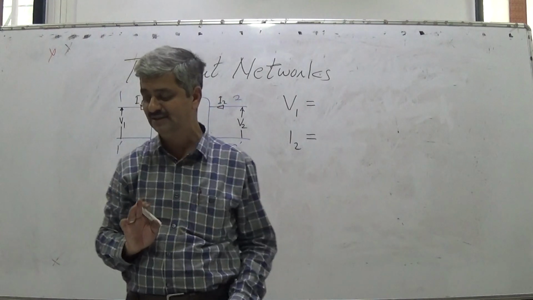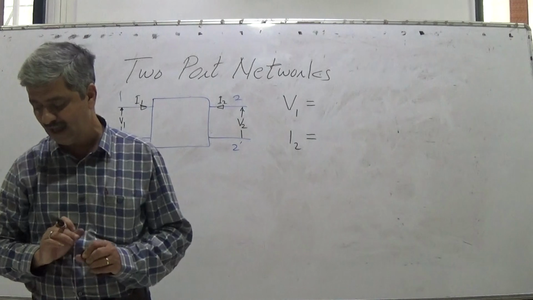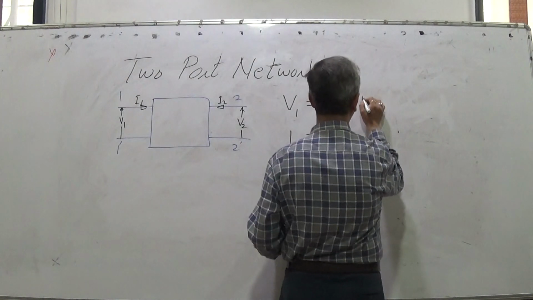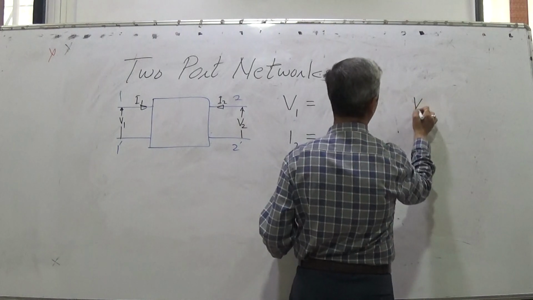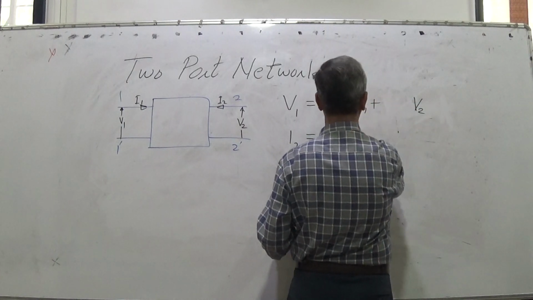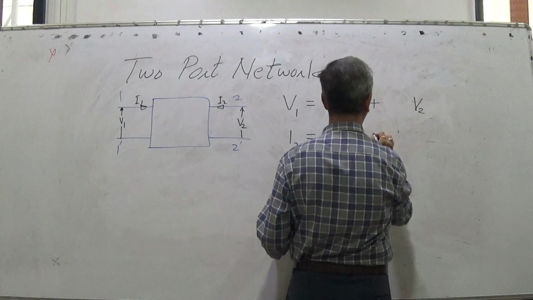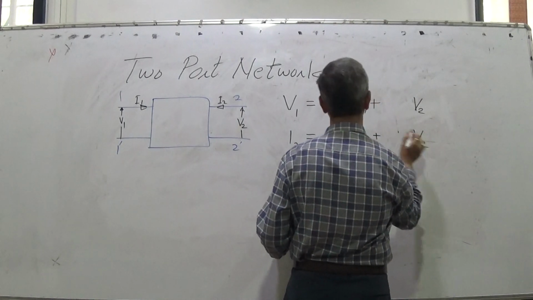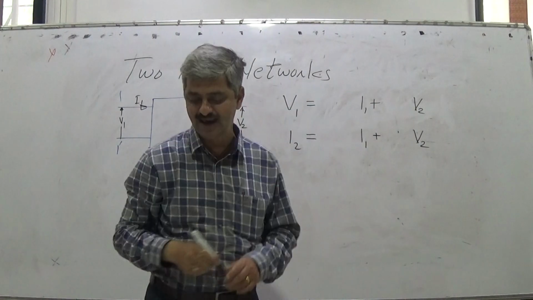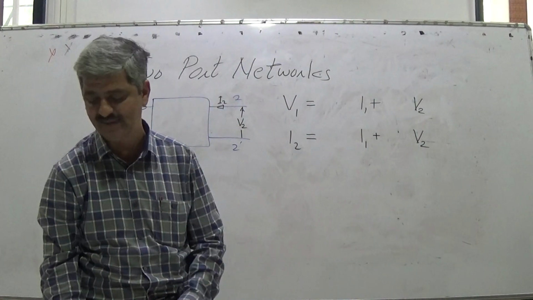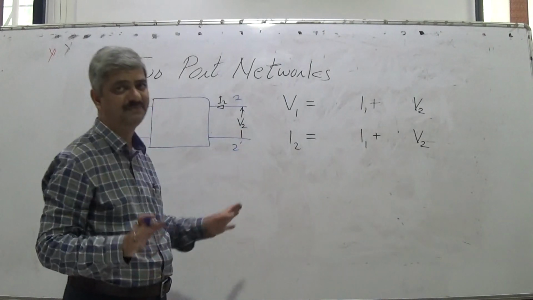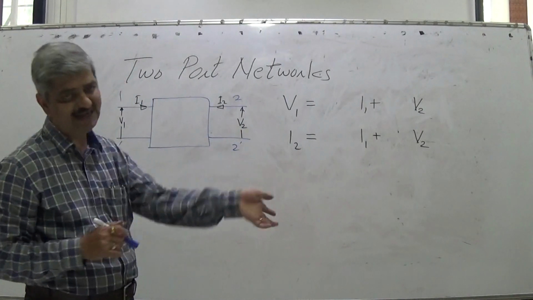V1 and I2 are expressed as linear combinations of the remaining two. What are the remaining? One remaining is I1, the other remaining is V2. So something into I1 plus something into V2, and this is also some other thing into I1 plus some other thing into V2. These parameters are called H parameters, hybrid parameters. We will find all values of hybrid parameters, and at the end I will ask the question.